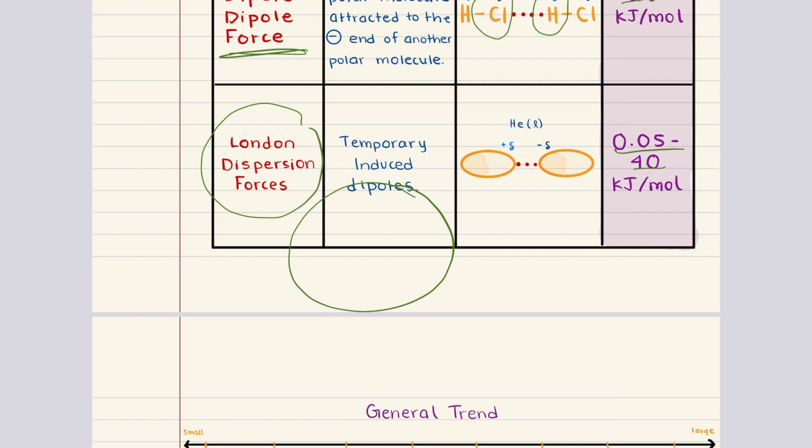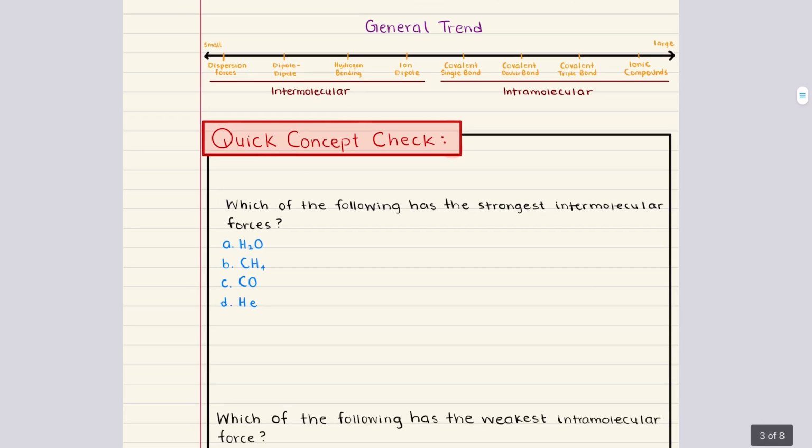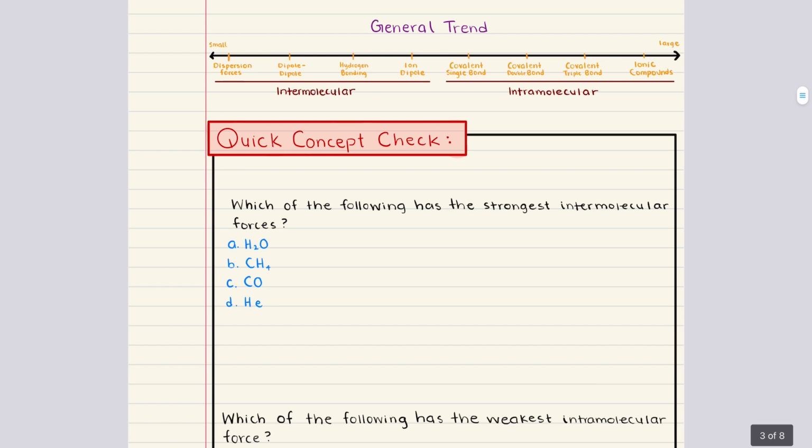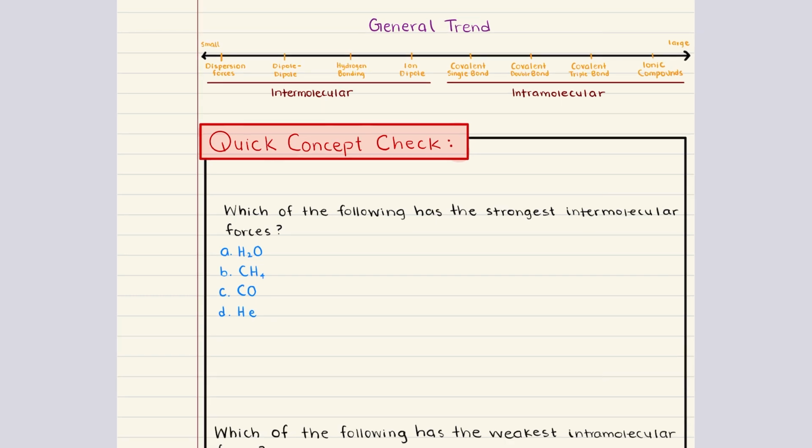Now that we've explored both intramolecular and intermolecular forces, let's summarize some general trends. Even though the strength of these forces varies depending on the molecules involved, we can still establish some broad trends that are going to help us in our Gen Chem 1 class.